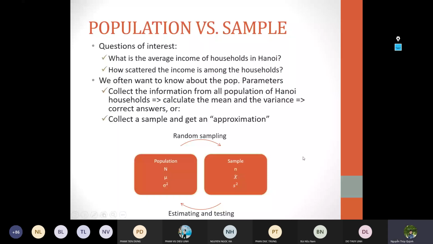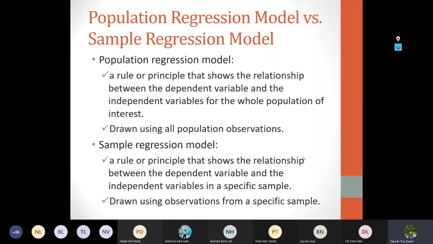In econometrics, we also have the population regression model and the sample regression model. What is the difference between them? What is our ultimate goal in doing research? And what is a regression model? We will find it out here. Firstly, they have one thing in common, the regression model. So what is a regression model?